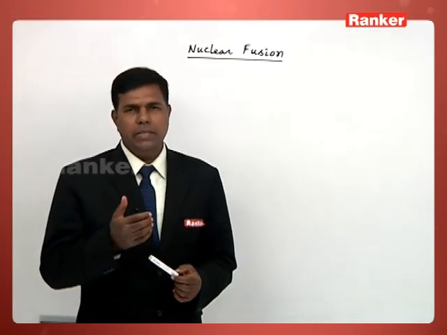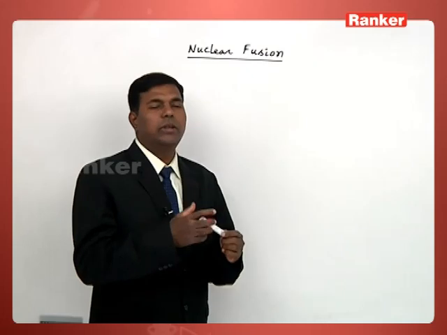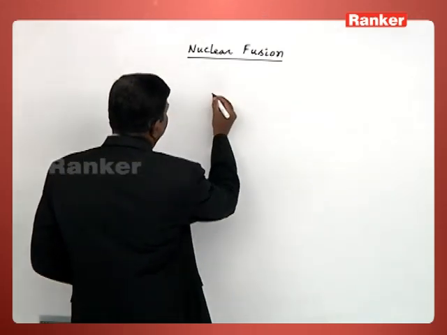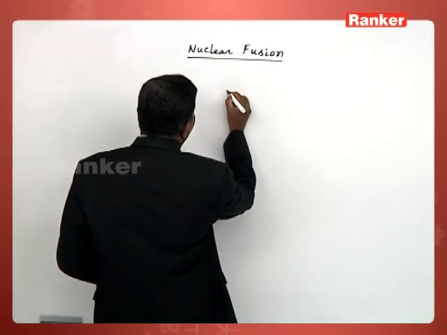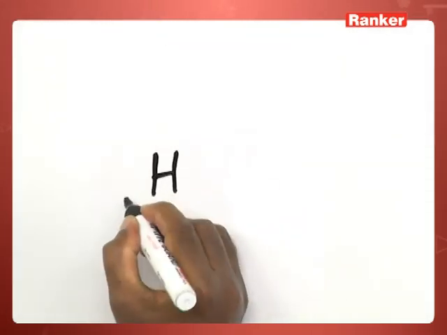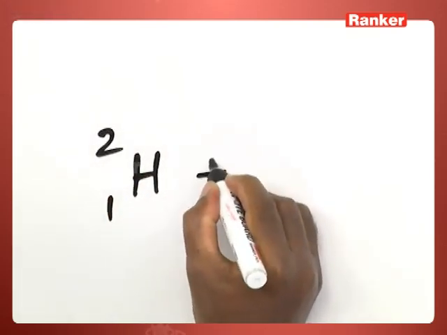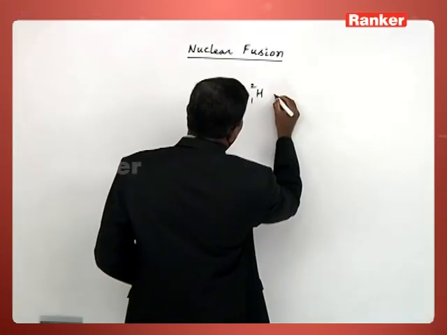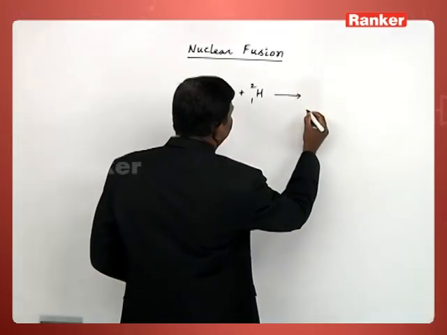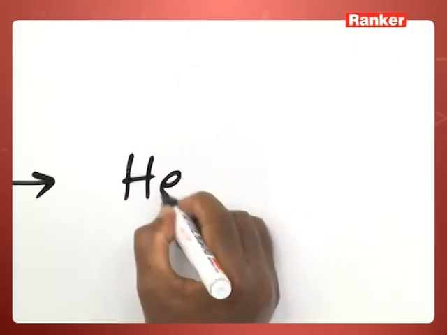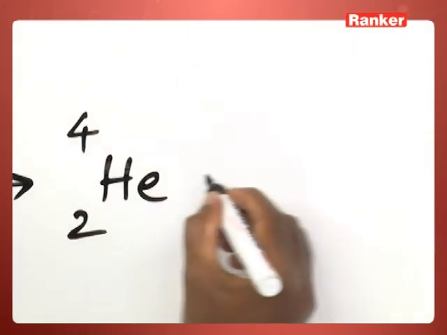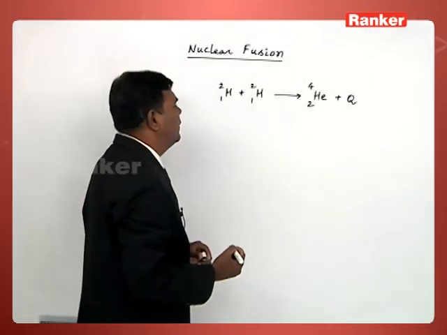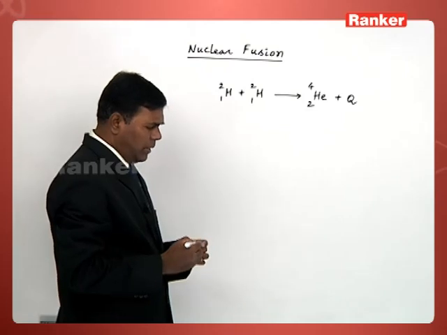There are different ways for nuclear fusion to take place, but important equations can be given like this. Two deuteron nuclei can be combined together, fused together to form a helium nucleus, and in the process an amount of energy is released. Q stands for the amount of energy. And this is one process.